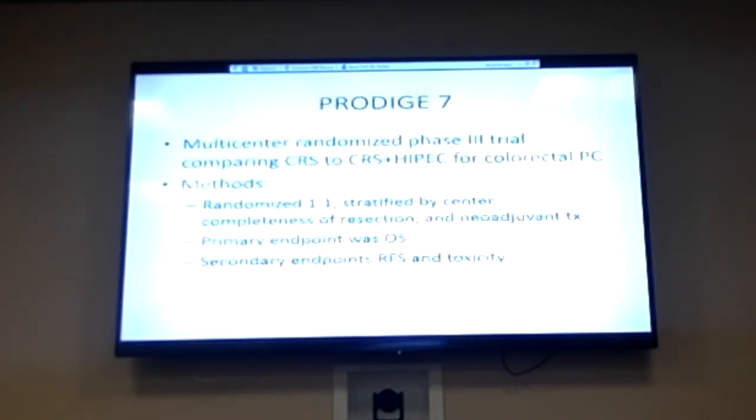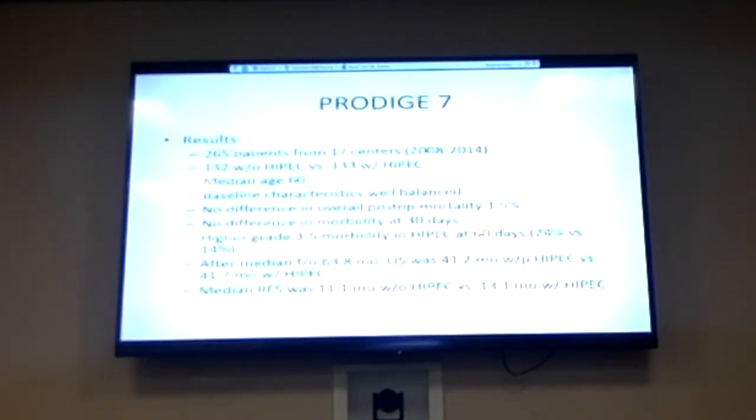what is it, RFS? Help me out. Okay, there we go. Sorry, blanked, and toxicity. So they had 265 patients. The arms were equal. The median age was 60. It was pretty well balanced.